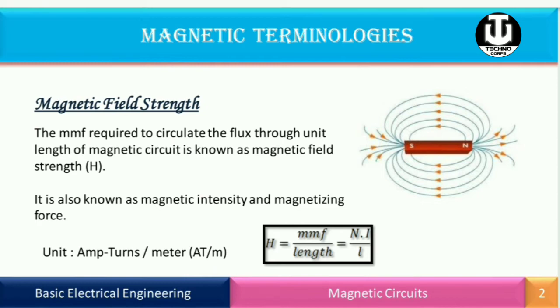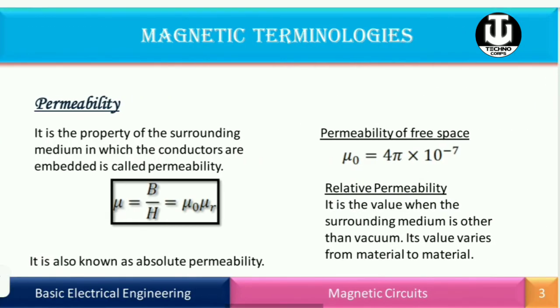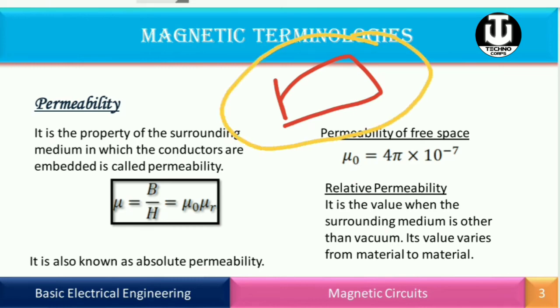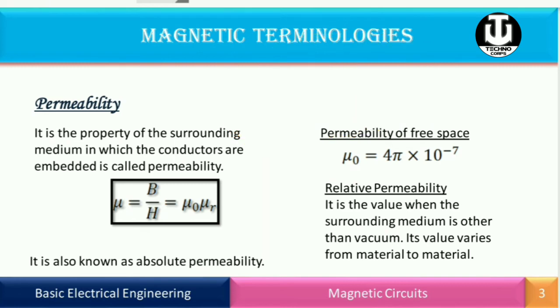After this, the next term is permeability. It is the property of the surrounding medium in which the conductors are embedded. Whatever substance we have as a magnet, it is placed in some surrounding medium, whether air, oil or anything else. The effect of that surrounding medium on the substance is called permeability. Mathematically, it is the ratio of magnetic flux density divided by the magnetizing force.